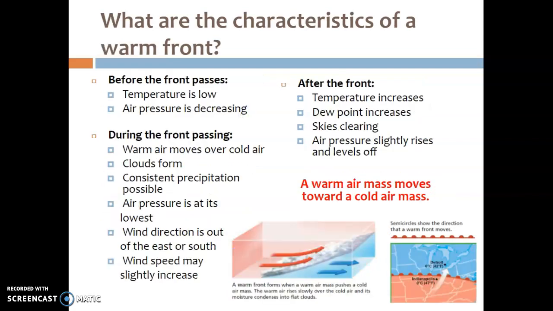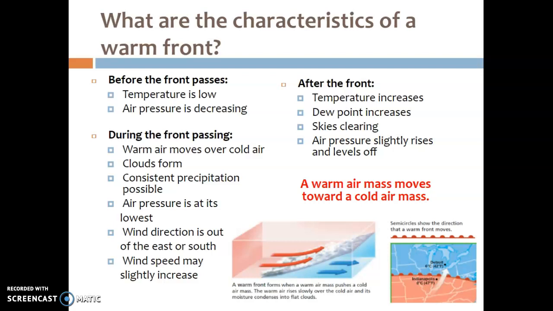Now, a warm front is pretty much the opposite. Before the front passes, the temperature is low, so it's colder, and the air pressure is low as well. After the front passes, the temperature has increased. It has become warmer because of the warm front that has come in. The dew point increases. Skies tend to clear after the front moves through, and air pressure slightly rises and levels off. So during the passing, warm air moves over the top of the cold air.